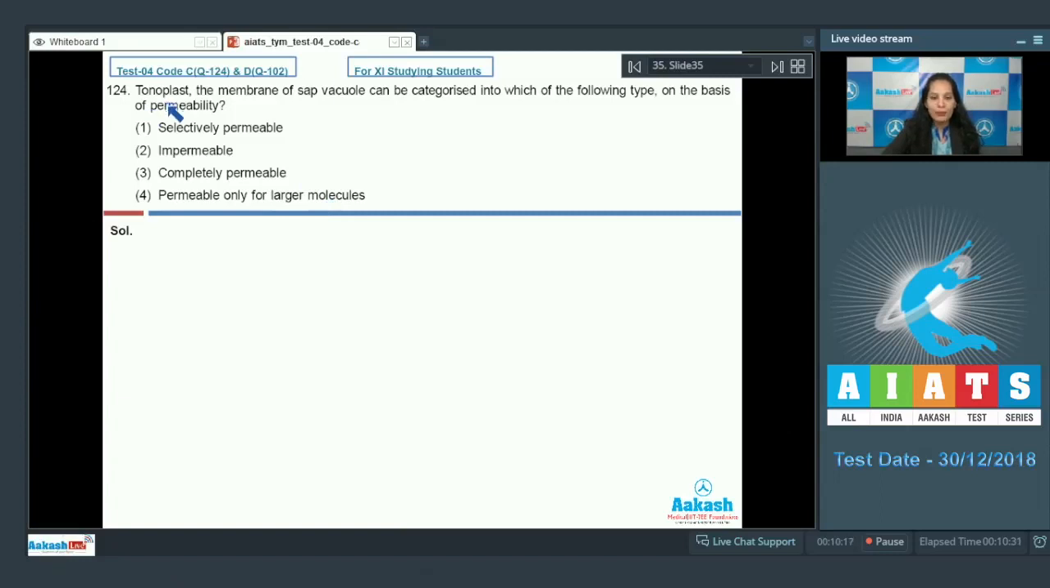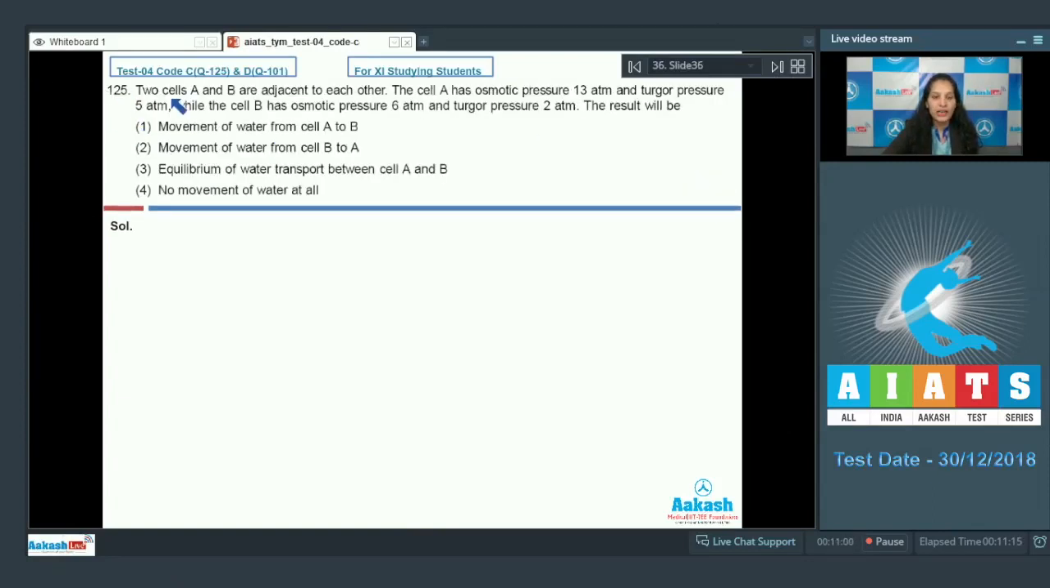The tonoplast is the membrane of sap vacuole found in plants, and the membrane is selectively permeable. It allows the movement of some selective solutes and solvent molecules, hence it is selectively permeable. It is not impermeable, otherwise the cell will be dead. Third, completely permeable. No, it is not completely permeable. Permeable only for larger molecules? No. So the correct option for the given question is option number 1. Let's move on to the next question.